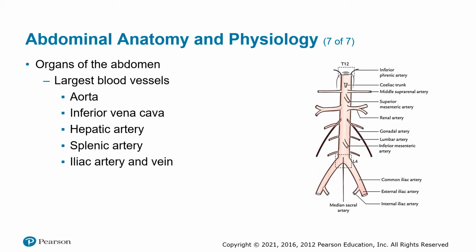We also have large blood vessels that run in the abdomen. So we have the aorta, the inferior vena cava, hepatic artery, splenic artery, and the iliac artery and vein as well.